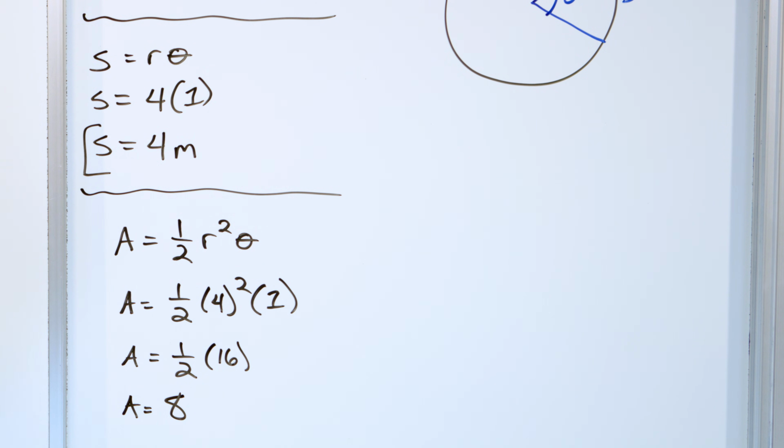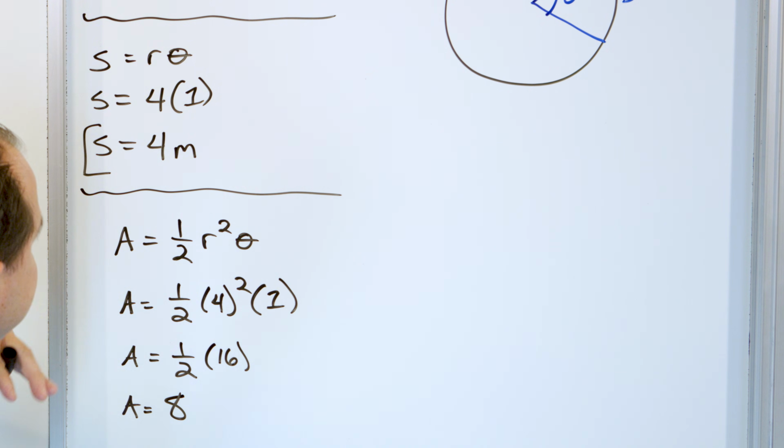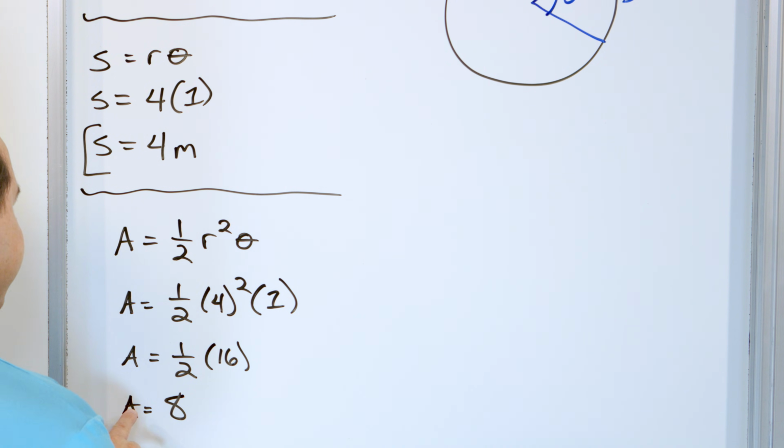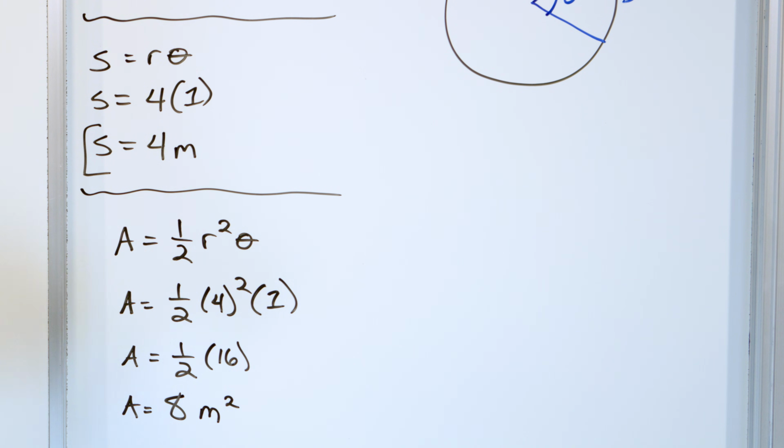Now, what unit are you going to have for the area? Well, we have 4 meters for the distance unit of the radius of the circle, so the area has to be in square meters. So it's going to be 8 square meters.